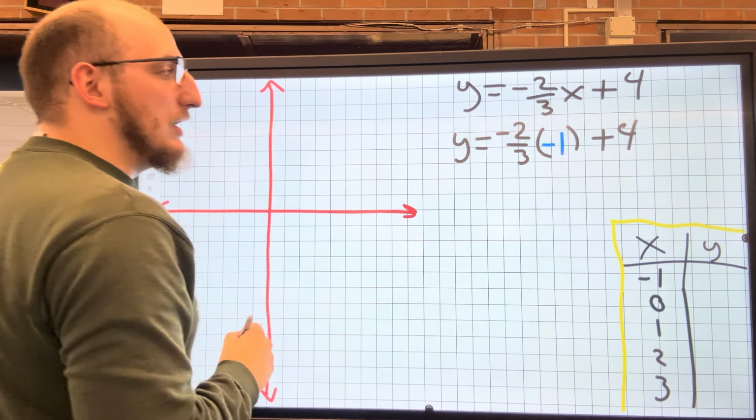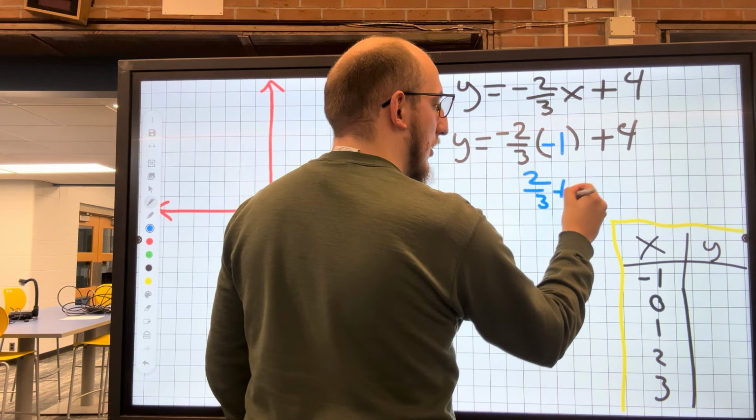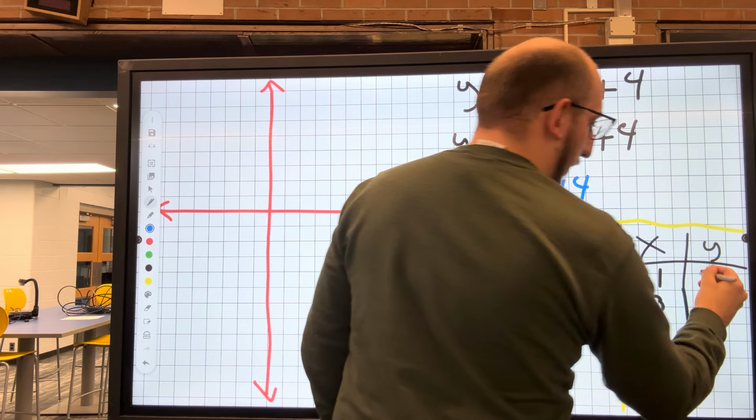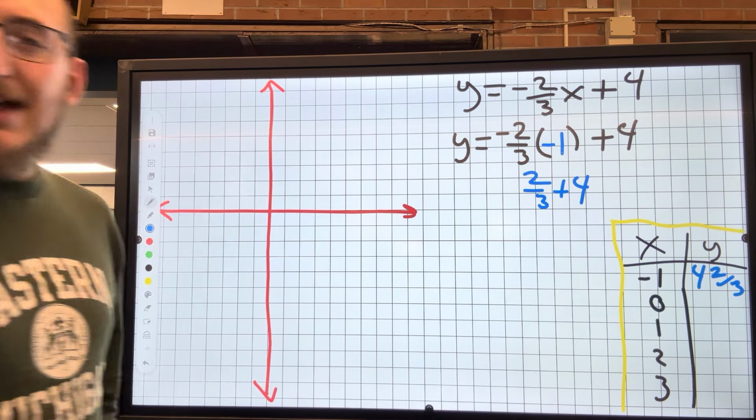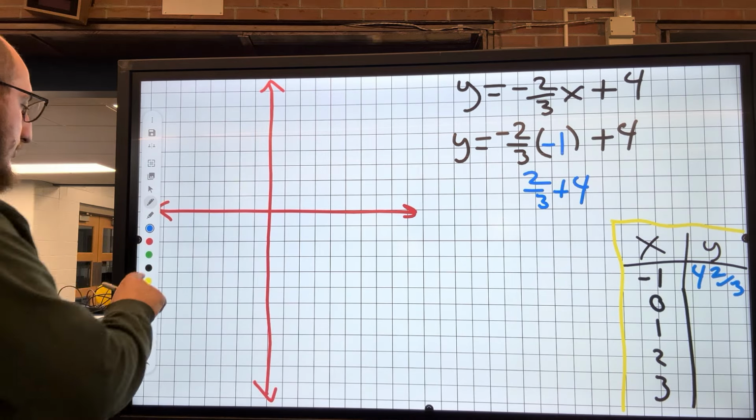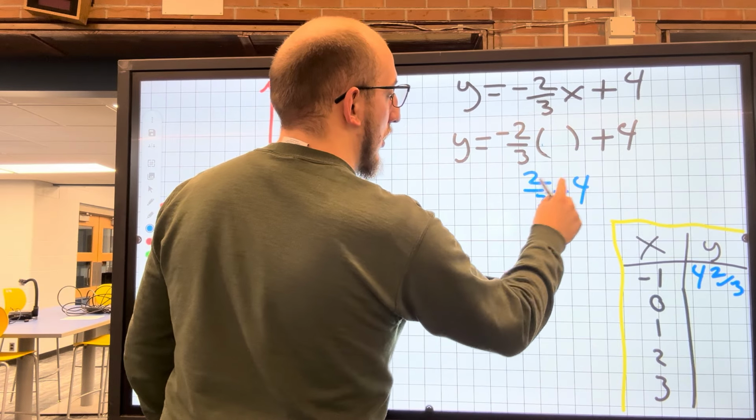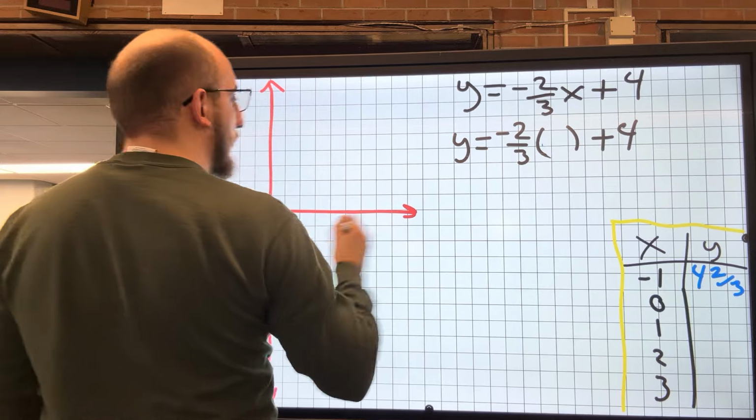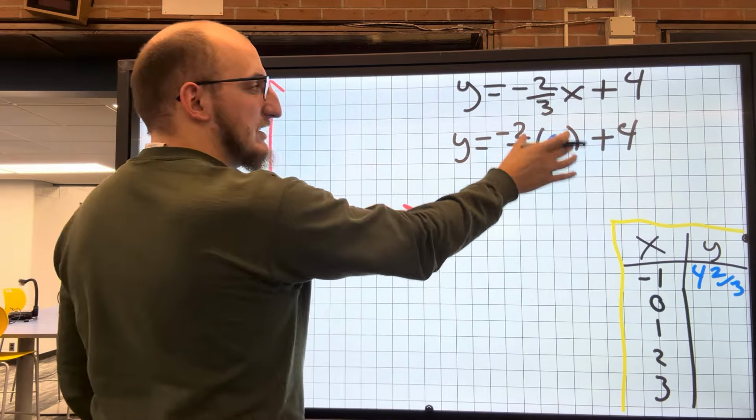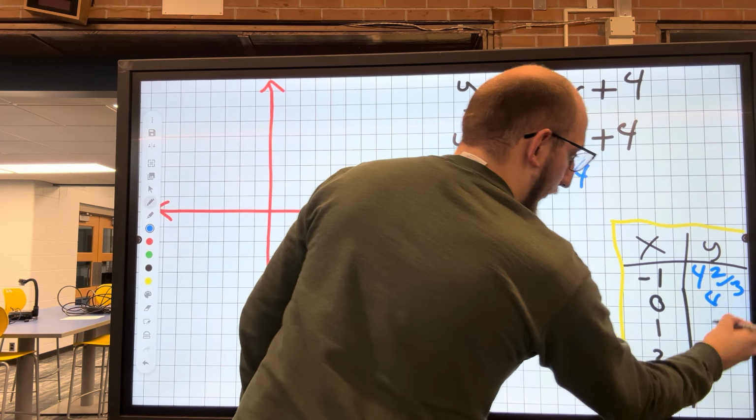When I plug -1 in here, this gives me +2/3 plus 4, or we can just call that 4 2/3. That's not really pretty, but let's move on to the next number. Now I'm going to plug in 0. 0 times this gets you 0, so this is just 0 plus 4, which is 4.